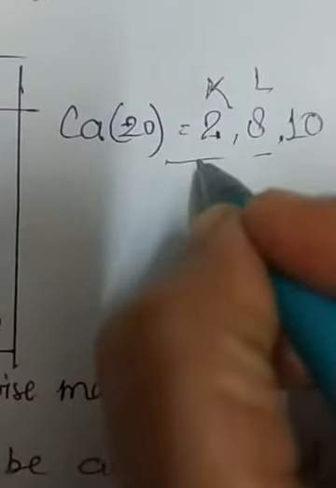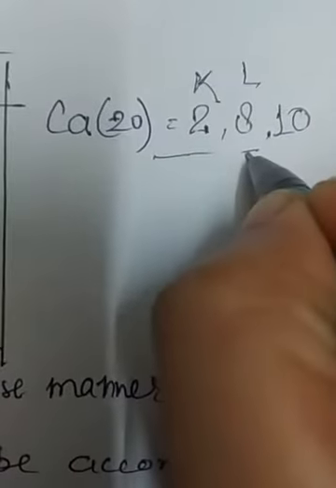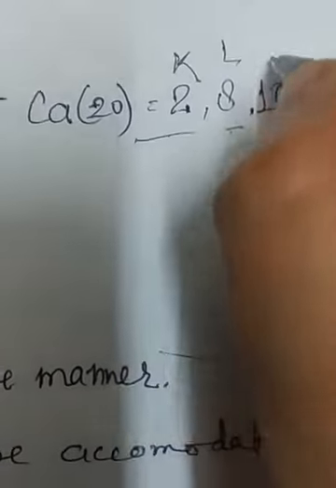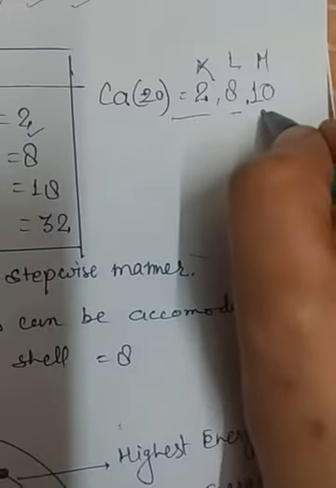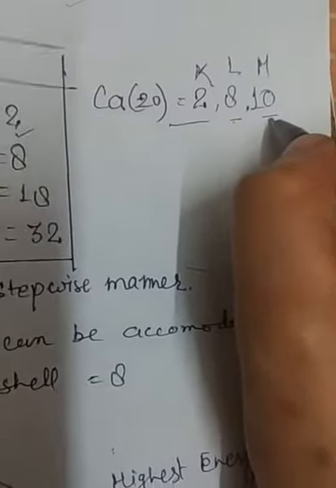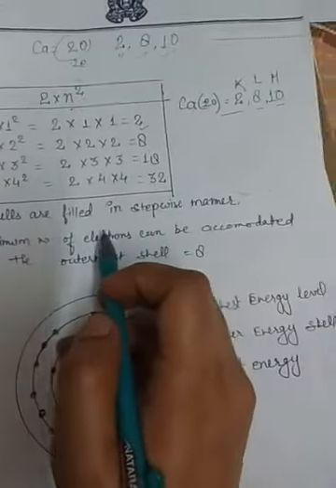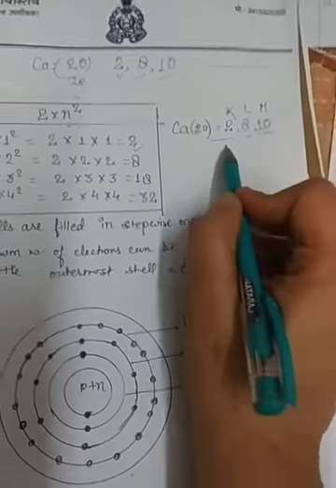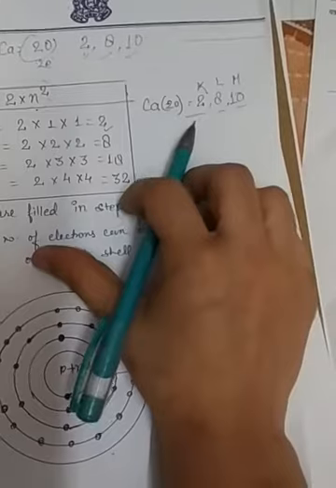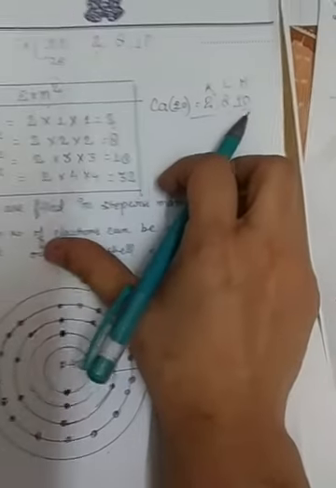The first shell can have a maximum of 2 electrons, the second shell can have a maximum of 8 electrons, and the third shell, that means the M shell, can have a maximum of 18 electrons. So we put the remaining 10 electrons. Got it? And shells are filled in a stepwise manner, which means first the lower energy level, then higher, and then the highest energy level.